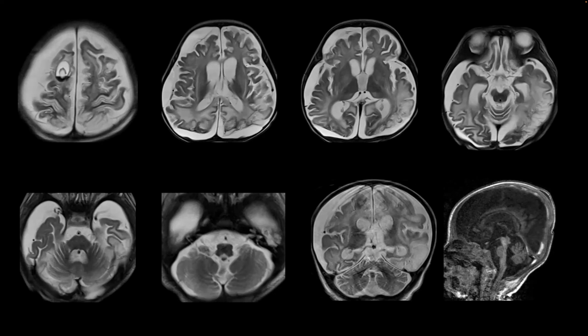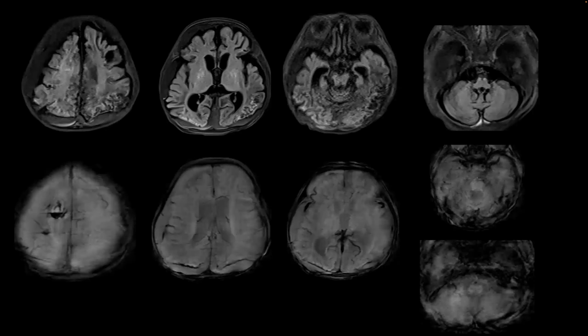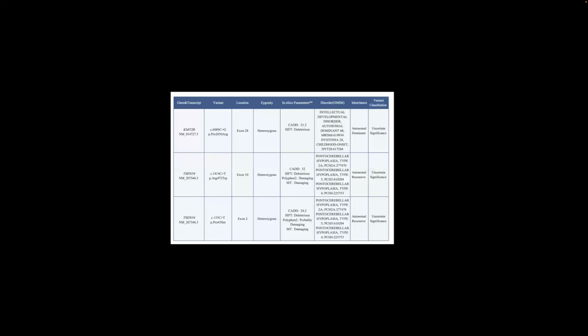If there's any alternate theory for these progressive changes, the parents got a genetic test done. The genes over here, I think, do not match radiologically, at least, and also clinically, if I'm not mistaken.